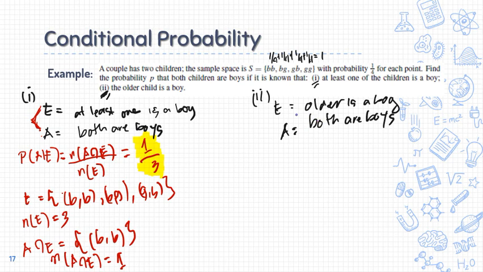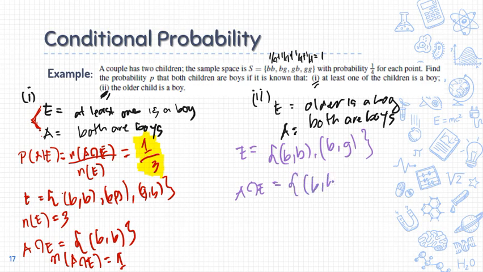So we are now at event 2. Again, first the formula. First, we need to find what is inside our set E. The older is a boy. So this is going to be boy, girl, and then the next is both are boys. So A intersection E: both are boys, so, of course, boy, boy.